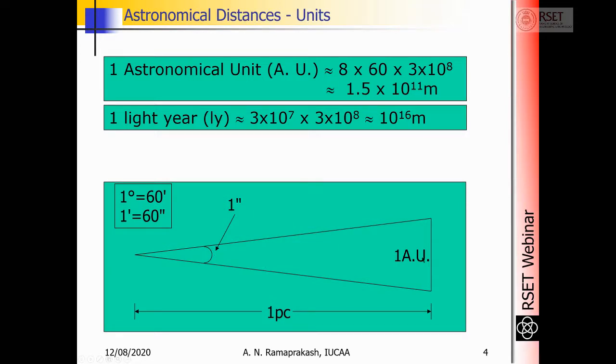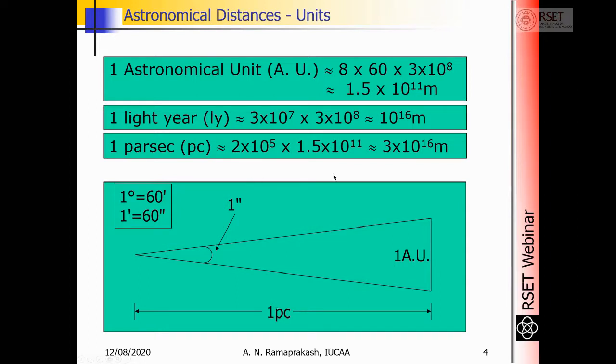So if you have to get a 1 arc second angle between these 2 lines for a stick which is this large, 1 astronomical unit large, this distance has to be very, very large, and that distance is called 1 parsec. You can pretty easily show from basic geometry that 1 parsec is about 3¼ times a light year. So parsec is typically a unit which astronomers use to measure distances.